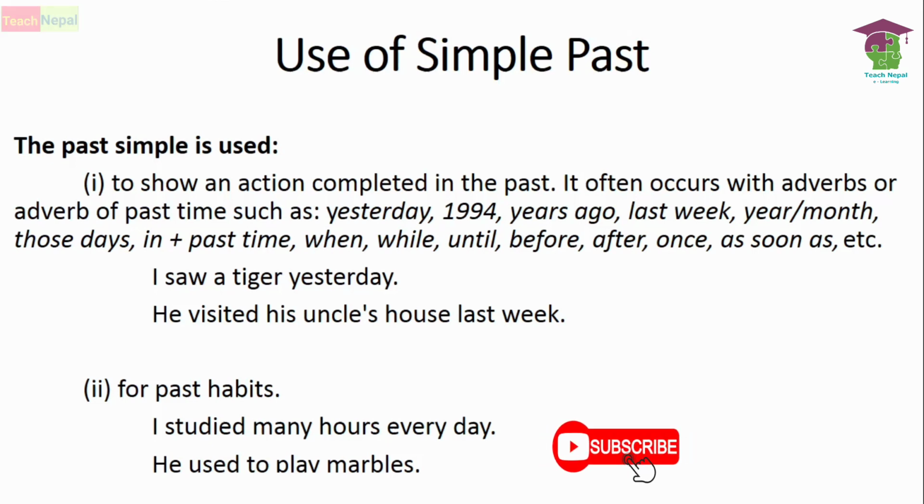Next is for the past habits. In order to talk about the past habits, we use past simple. For example, I studied many hours every day. That means now you don't study, है ना? Next is he used to play marbles. He used to play marbles, but now he doesn't play. Okay, so these are the past habits. They are not existing in the present time. So in order to talk about the past habit, we use past tense.